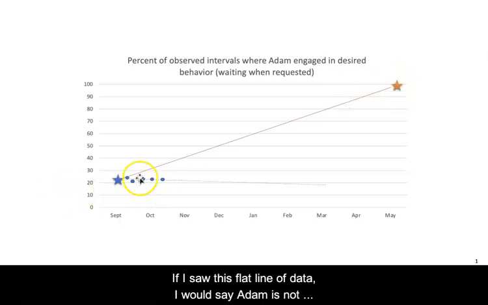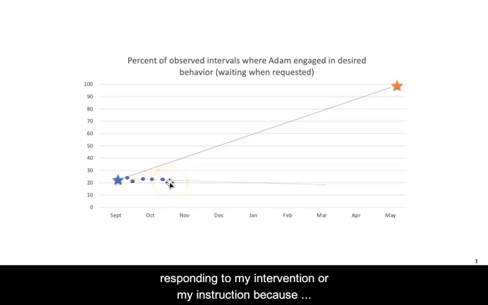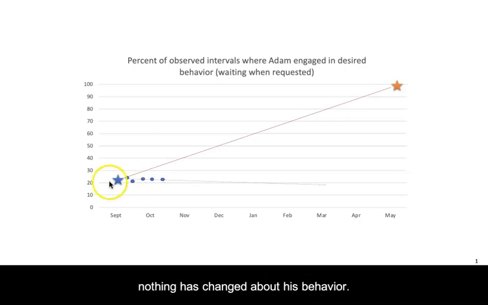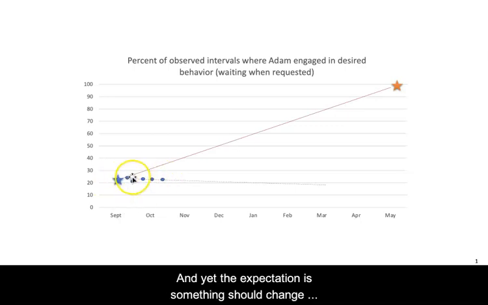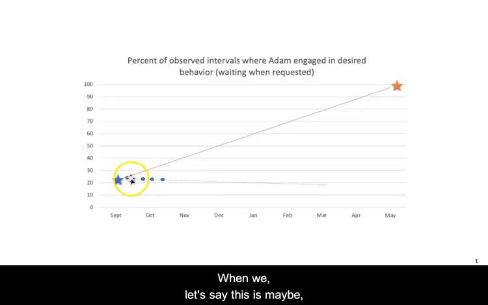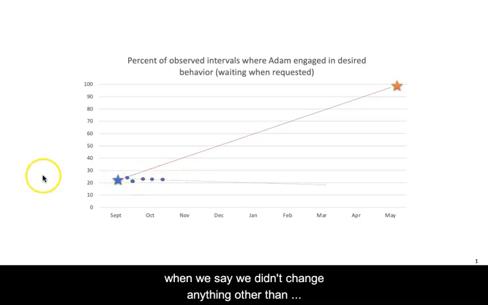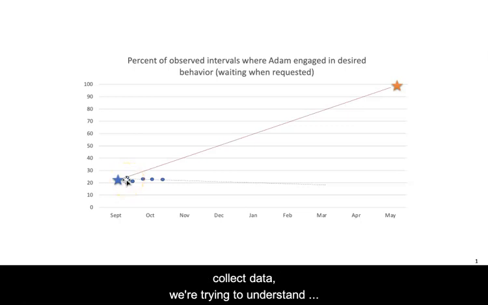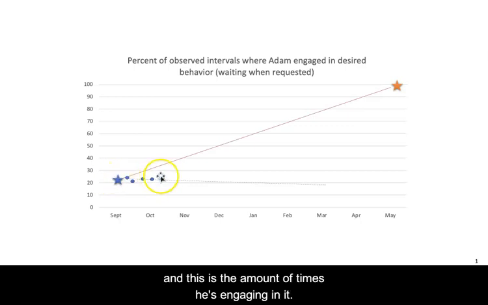If I saw this flat line of data, I would say Adam is not responding to my intervention or my instruction because nothing has changed about his behavior, and yet the expectation is something should change about his behavior. If we actually look at something, let's say this is maybe, for example, his baseline data, when we didn't change anything other than collect data, we're trying to understand what his baseline is for throwing tantrums when he's asked to wait to engage in a desired activity.